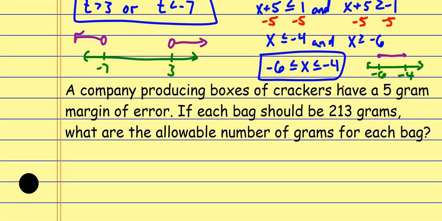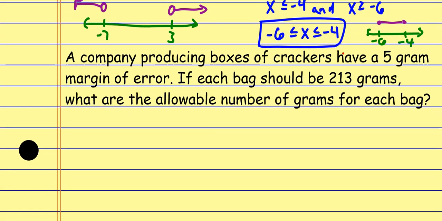The last one here. It says a company producing boxes of crackers has a 5-gram margin of error. If each bag should be 213 grams, what are the allowable number of grams for each bag? And here's the thing. It's a bit of a stretch to come up with a word problem for an absolute value inequality, all right? Most of you could probably go to the answer without doing the work of the absolute value. And I wouldn't expect you to do all the work with the absolute value, all right?